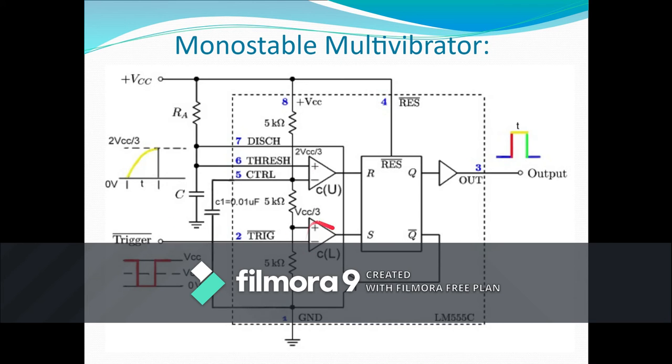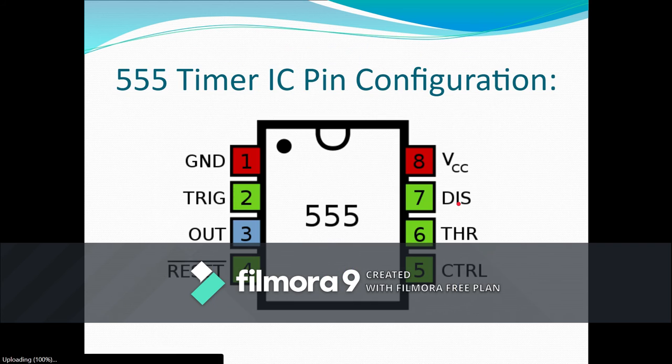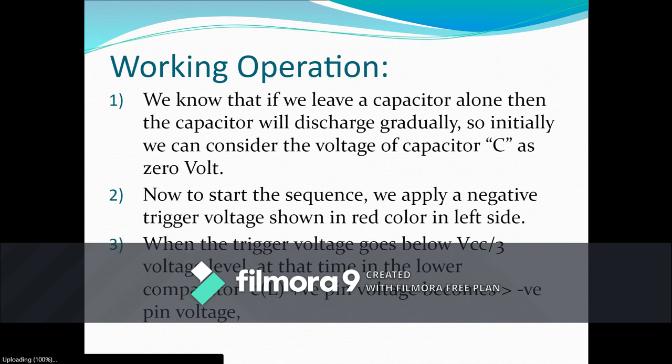And here this is the lower operational amplifier, and when S is 1 and R is 0, the Q becomes 1 and Q bar becomes 0. So here the output will be given.